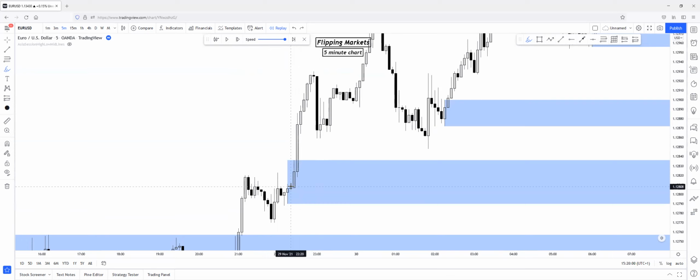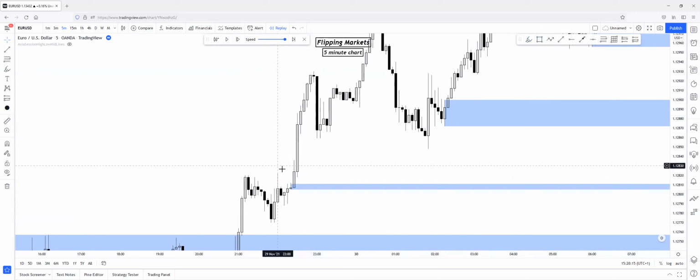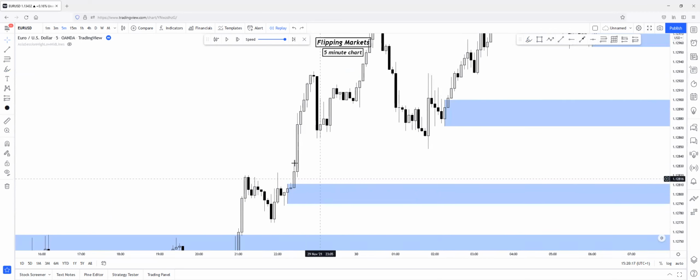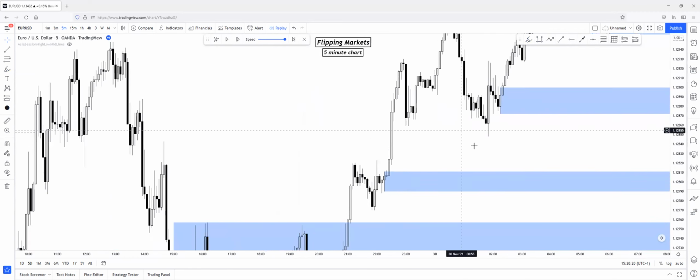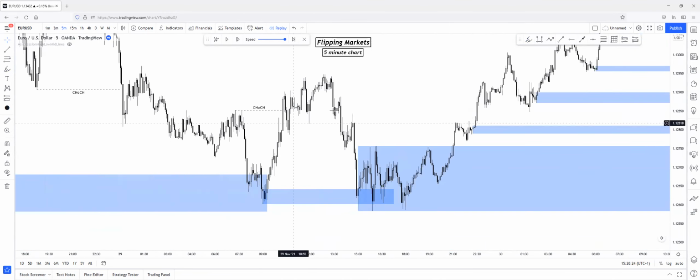But if you don't want to use this small candle, you can just simply use the bigger candle like this, because the taps are almost equal and the inefficient push started from these taps. So if you don't want to use this small zone, you can just simply use the bigger one.